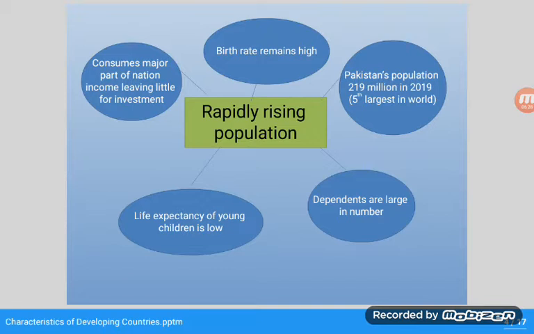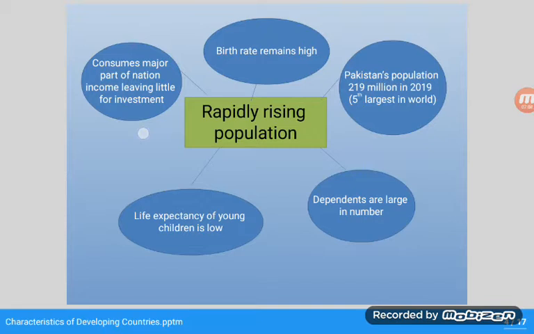This is what it means. Now what happens is that such developing countries consume a major part of their income, and very little is left for investment. And this is just a startup line, that this is what is happening in developing countries: the government uses most of its income, and they are left with little to spend or invest, and that can be in human capital as well as other areas.